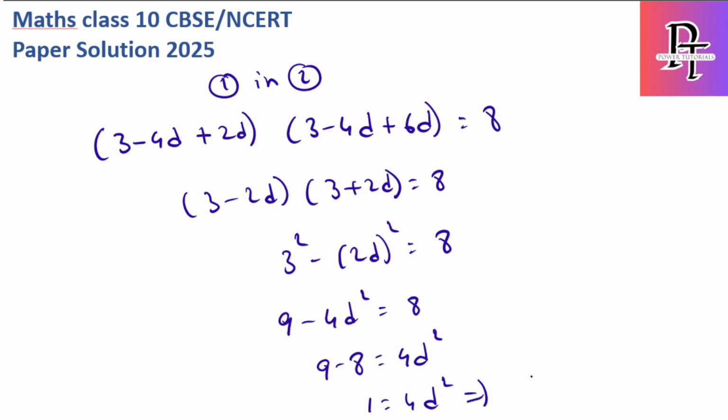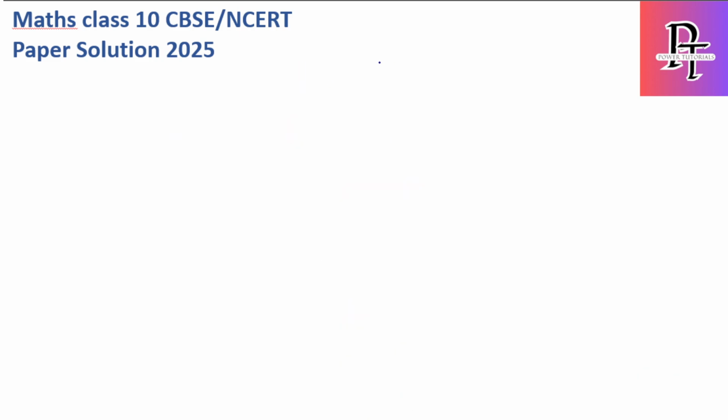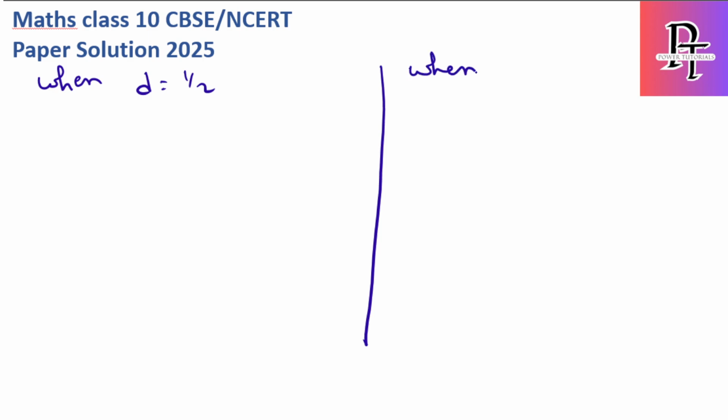I can see D square is equal to 1 by 4, or D is equal to plus or minus 1 by 2. So D values positive and negative, both are possible. So we have to do both the cases. I will just divide into two halves. I will write case 1 when D is plus half, what will happen. In the second case I will write when D I have considered as minus half.